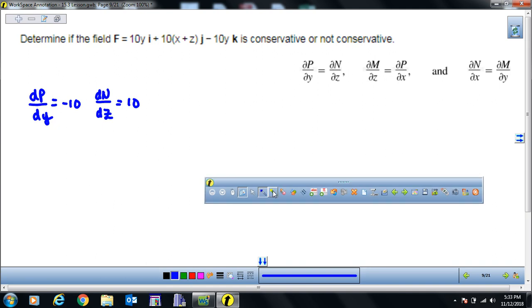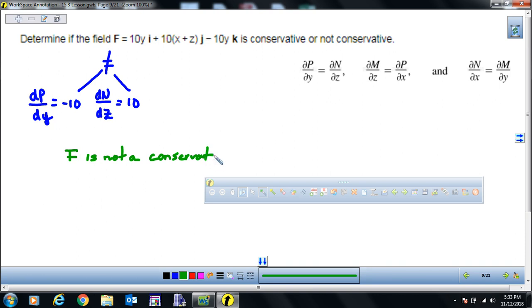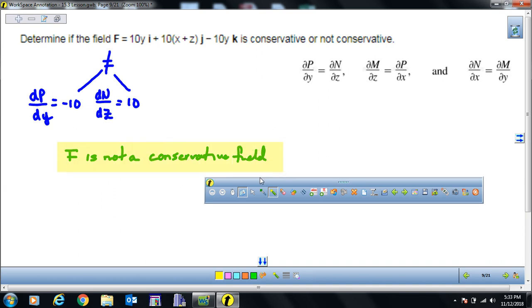What can we see automatically right here? That these two are not equal, right? Since they are not equal, we can stop and we can say automatically that F is not a conservative field. There is no point of continuing. That means that if I calculate the work from some point A to some point B along different paths, the results will not necessarily be the same. They could, but not necessarily.